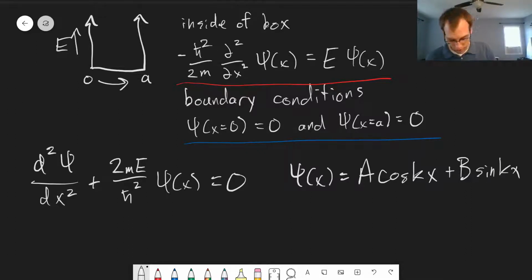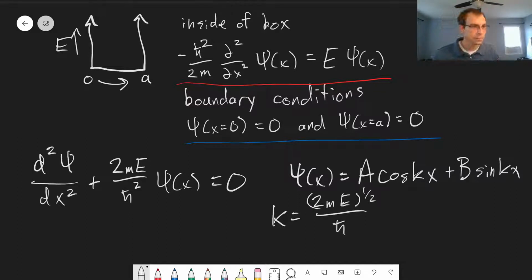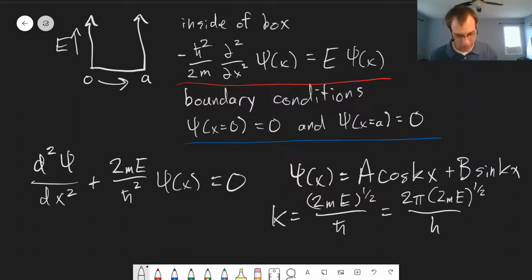And specifically, k is going to be equal to the square root of 2me over h bar. Or we can rewrite this if we want to write out the 2 pi that's part of the h bar explicitly. We can say 2 pi times 2m times the energy raised to the 1/2 over h. All right, so these are equivalent to each other.